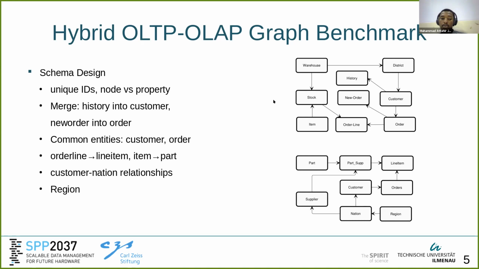There's a common entity between the TPC benchmarks. So on the right hand side is the TPC-C schema. This is the TPC-H schema. The customer and order tables are common to both.